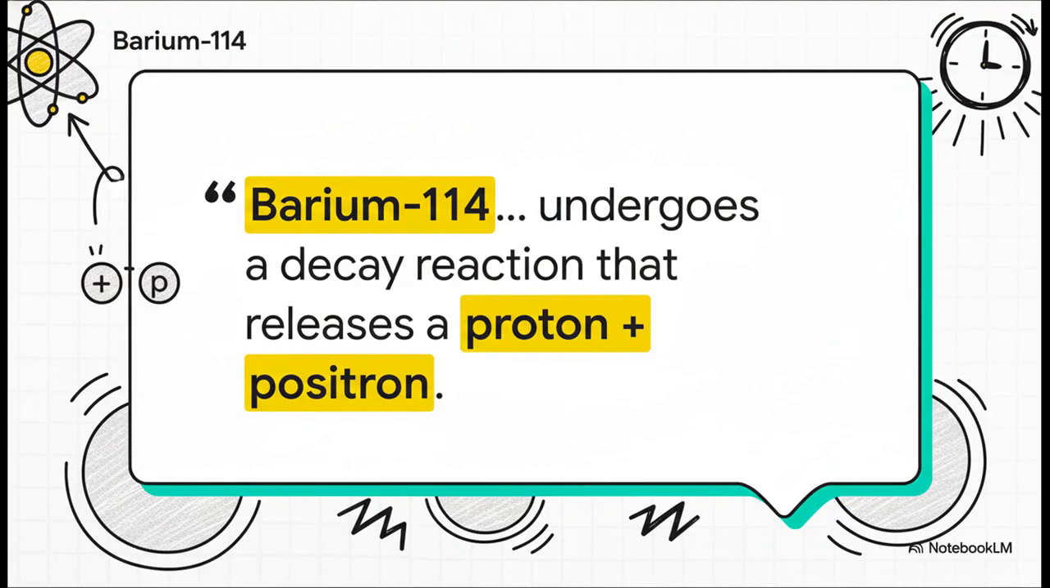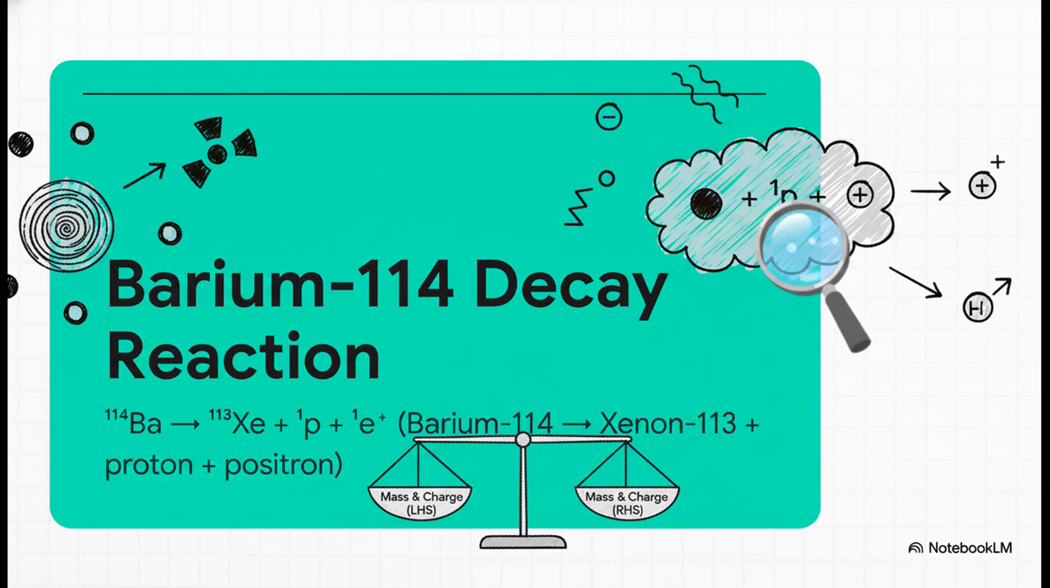So the question introduces a radioactive isotope, barium-114, and it tells us that it undergoes a really specific, kind of weird type of decay, where it releases both a proton and a positron. Our job is to write out the balanced reaction and then figure out how much energy gets released over a certain amount of time. Now, this type of decay might be unusual, but the rules for balancing a nuclear equation are always the same. You have to conserve everything.